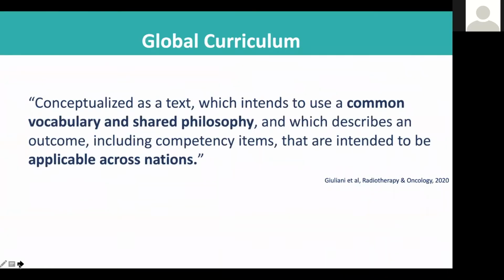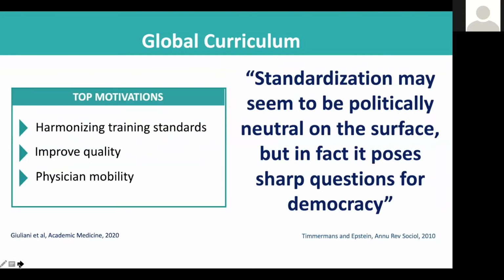So what is a global curriculum? There is no one definition in the literature, but for our work, this is the definition that we've used: we've conceptualized it as a text which uses a common vocabulary and shared philosophy and is applicable across nations. And we heard an example of what would be considered a global curriculum earlier in Yannick's presentation about the ESTRO core curriculum.